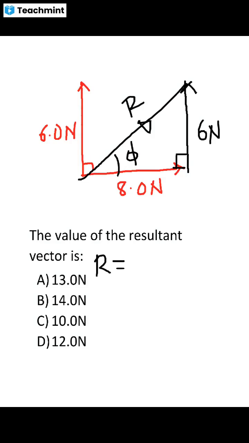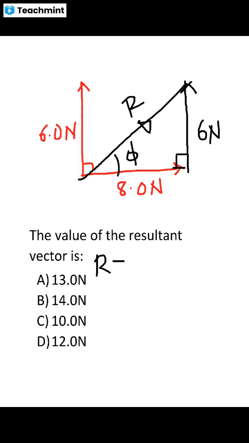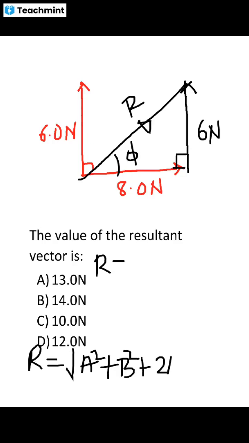Look at the formula. Let me write out the whole formula again. R equals the square root of A squared plus B squared plus 2AB cosine of the angle between the vectors. The angle between the two vectors is 90 degrees. You can see this is the angle. This is the drawing for it. This is 90 degrees.